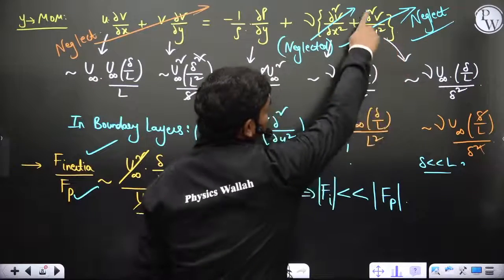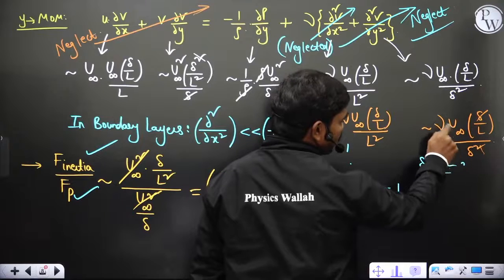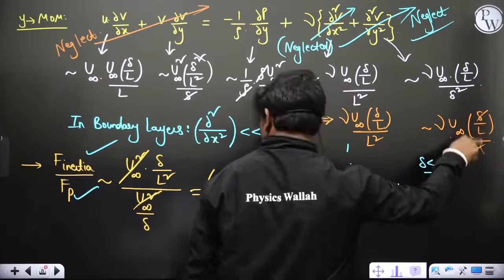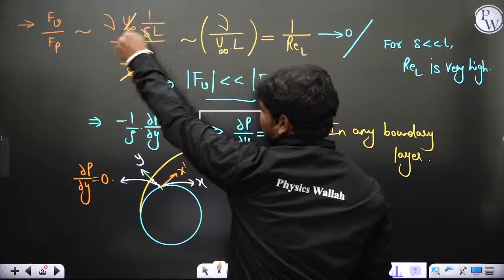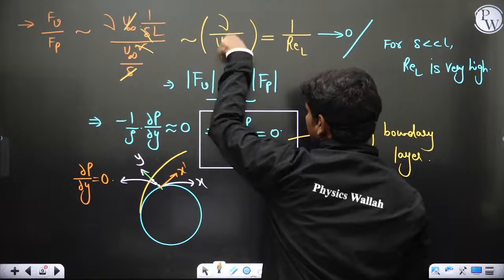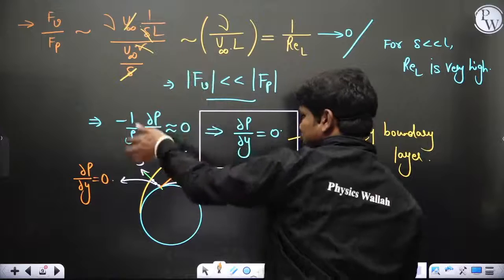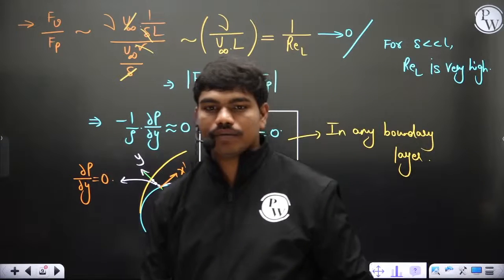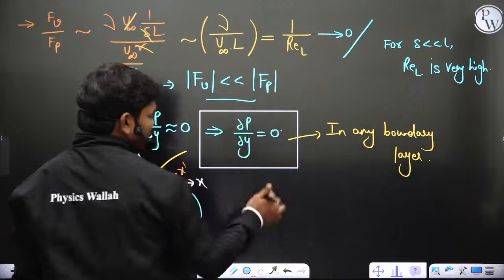You can see this got scaled to this term. Now delta, delta I have cancelled. So this is like nu u infinity 1 by delta into L. So you can see this term I have written nu u infinity into 1 by delta L, and pressure force is this. So if you do simplification, this turns out to be the magnitude of 1 by Reynolds number. So for high Reynolds number flow, definitely this term goes to 0, and this is what we have. Clear? So that's how pressure will never change in the cross streamline direction.